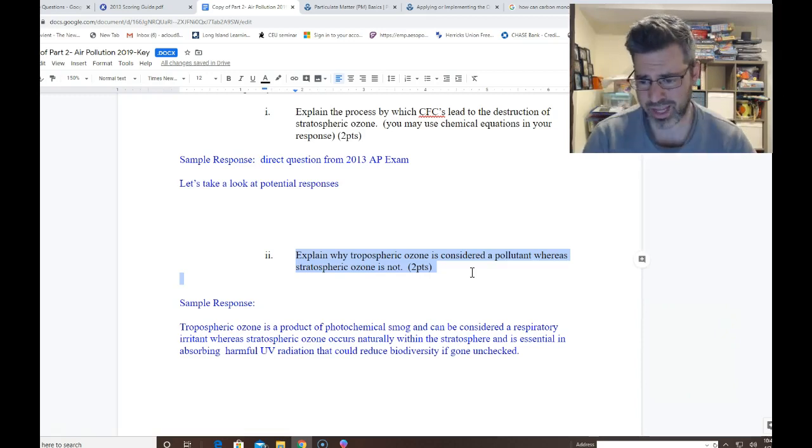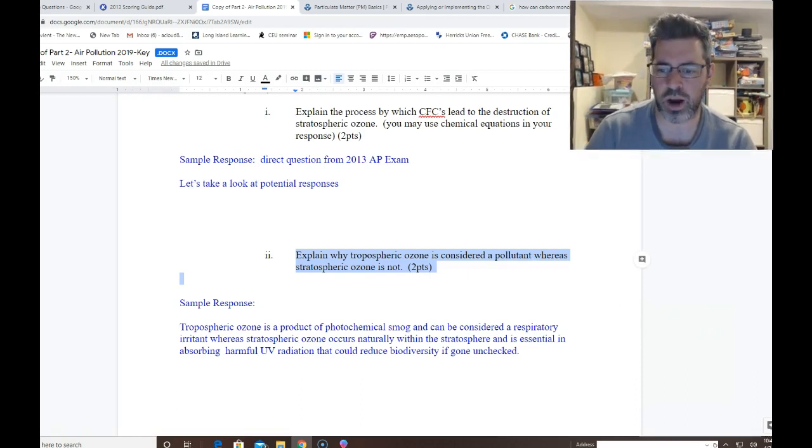Without the ozone layer, guys, forget it. All right, we wouldn't have life on Earth. Net primary productivity would completely drop out. Ozone protects us from that. But where is that? Stratospheric ozone. So that's not considered to be a pollutant, okay? Whereas tropospheric ozone is something that accumulates because of photochemical smog, right? And it's really a product of that. So that's your main difference.